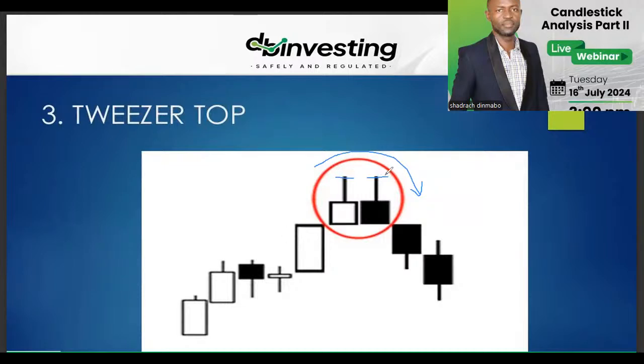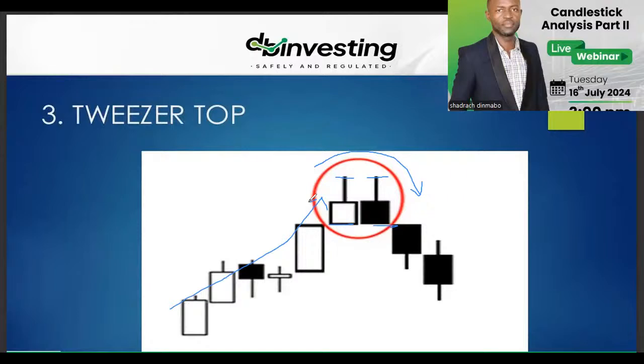Sometimes the wicks are of equal length, and then the bodies close at equal depths also. All right, so that is what we call a tweezer top. Why we call it a tweezer top is because it is found at the top of a trend.